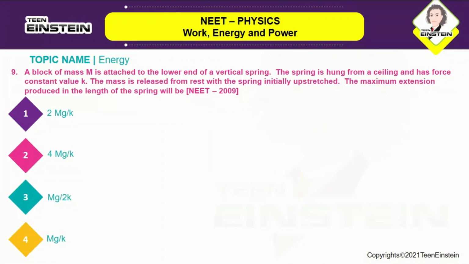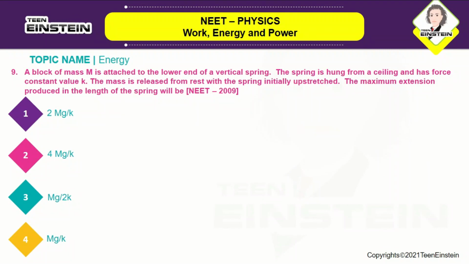A block of mass m is attached to the lower end of a vertical spring. The spring is hung from a ceiling and has force constant value k. The mass is released from rest with the spring initially unstretched. The maximum extension produced in the length of the spring will be.